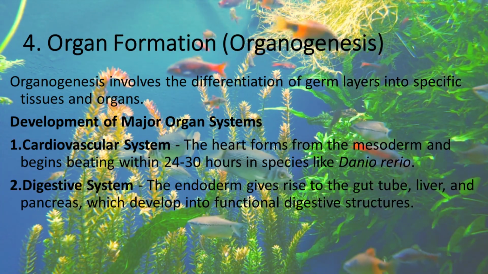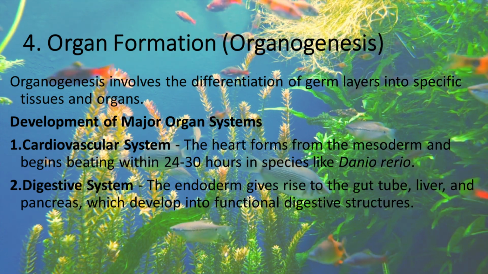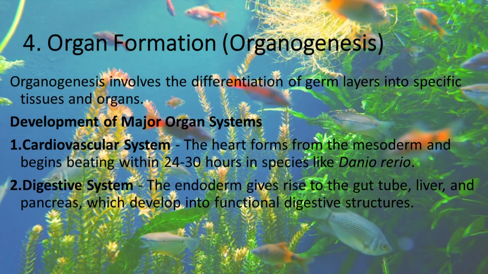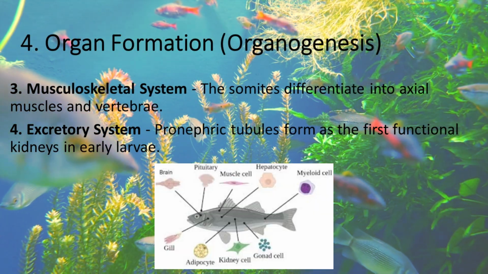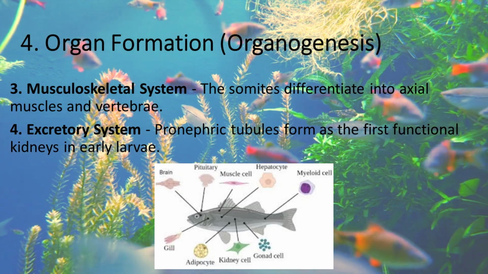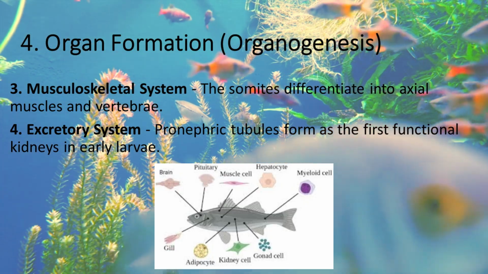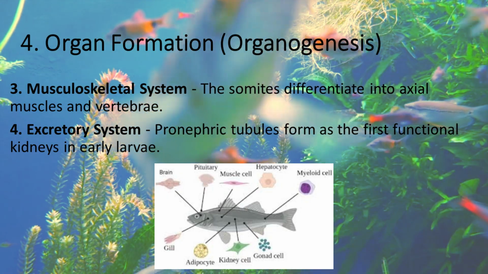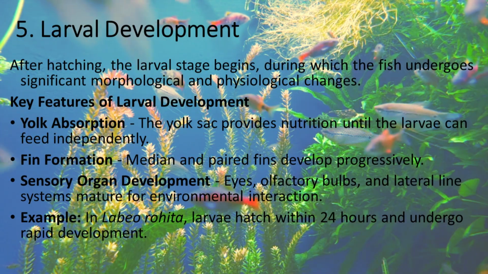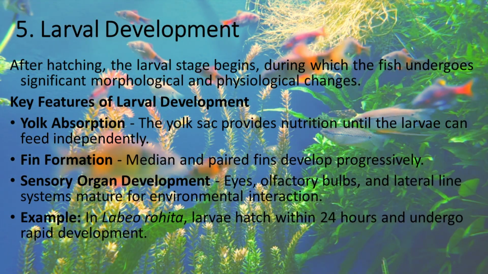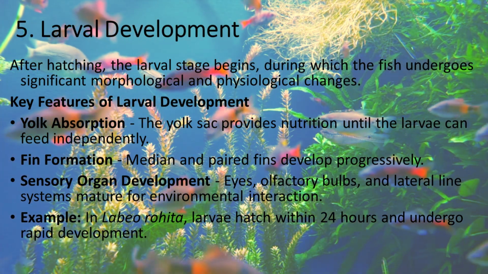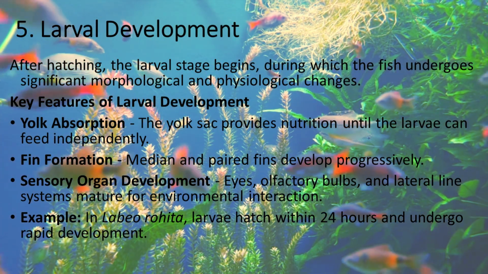Digestive system. The endoderm gives rise to the gut tube, liver, and pancreas, which develop into functional digestive structures. Musculoskeletal system. The somites differentiate into axial muscles and vertebrae. Excretory system. Pronephric tubules form as the first functional kidneys in early larvae. 5. Larval development. After hatching, the larval stage begins, during which the fish undergoes significant morphological and physiological changes.